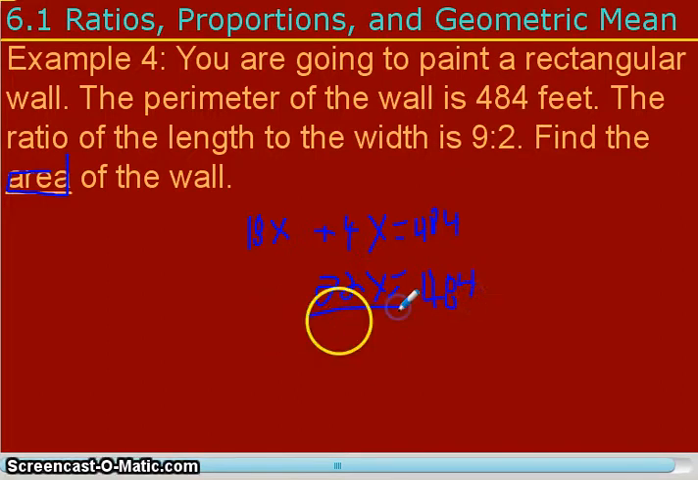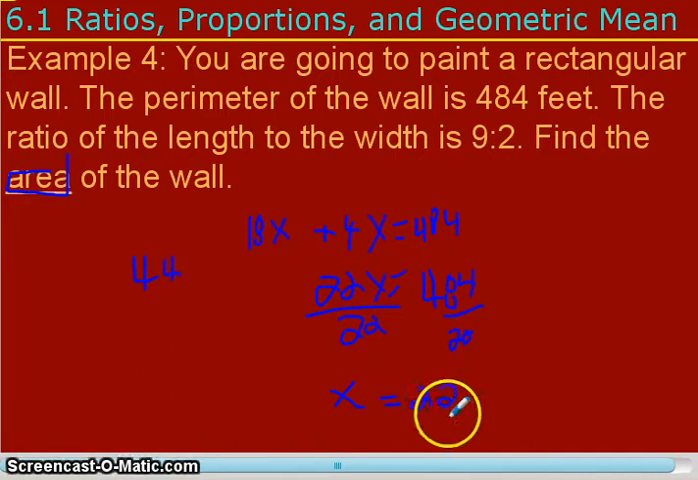And divide by 22. Let's see, 22 will go into that 2 times, that'll be 44. So it'd be 22 for x, actually. Alright, so then if I plug that back in, 9 times 22 and 2 times 22, I know one of them is going to be, what? 2 times 22 is going to be 44.